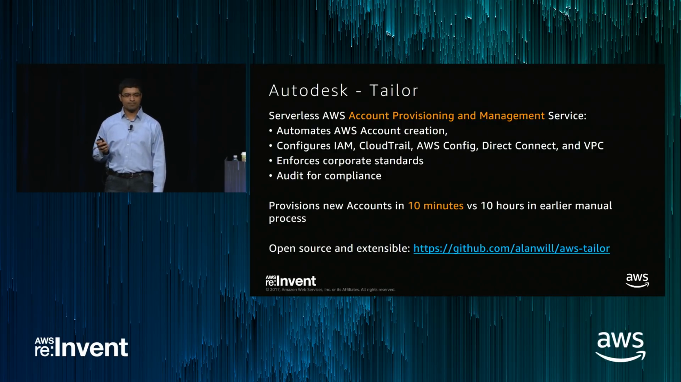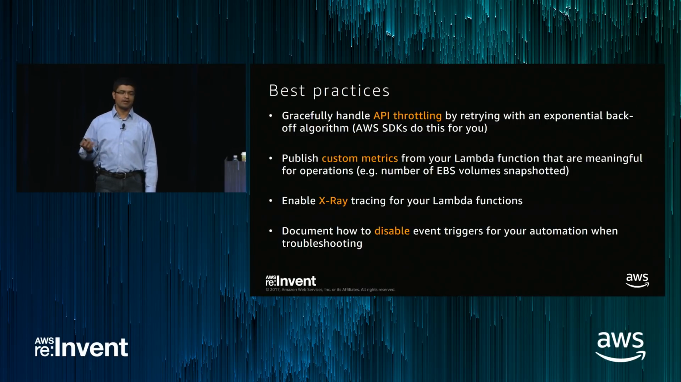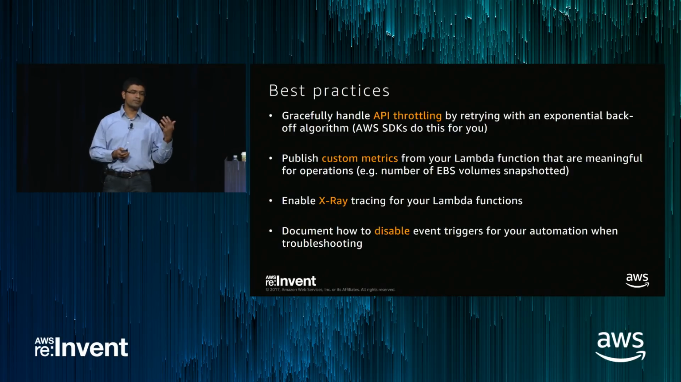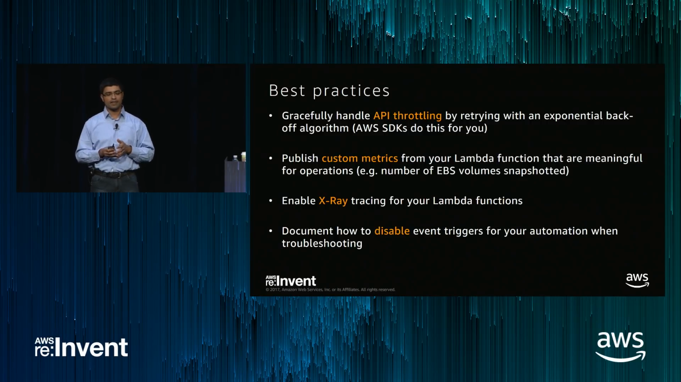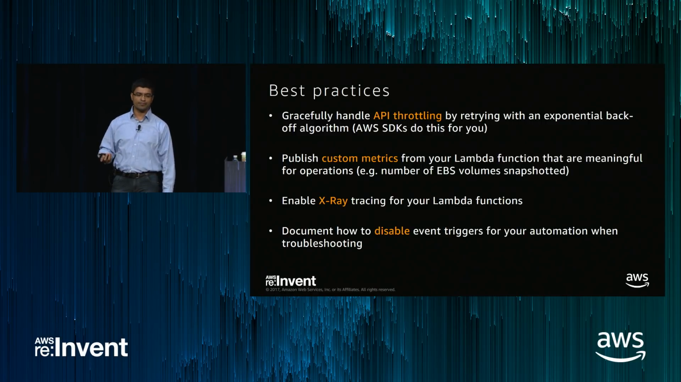When you're looking at automation, a couple of best practices. When you're calling AWS APIs, you may get throttled if you make those API calls at a high rate. So handle those using exponential retry backoff algorithms. It's a good idea to publish custom metrics, such as the number of EBS volumes snapshotted, so you can keep track of how that automation is doing over time. Enable X-Ray, as we talked about. And with automation, try to document how to disable the events and triggering to your operations workflow. So if something goes wrong, you can disable that to troubleshoot it.